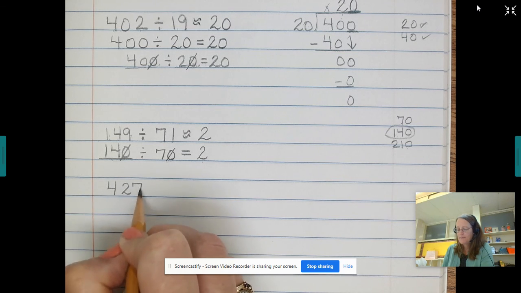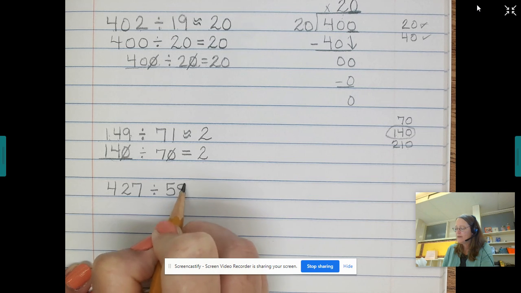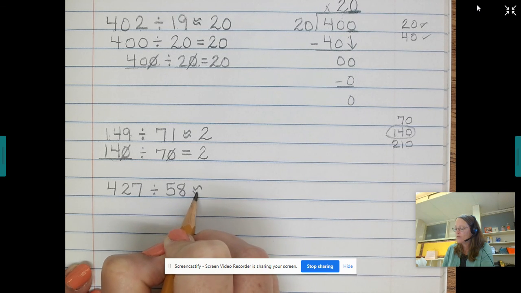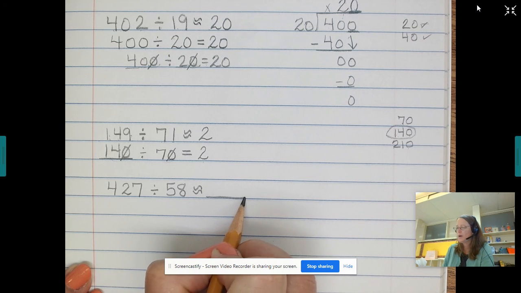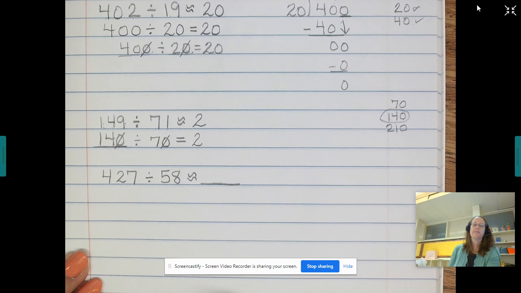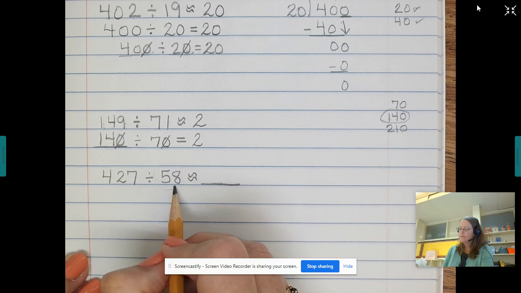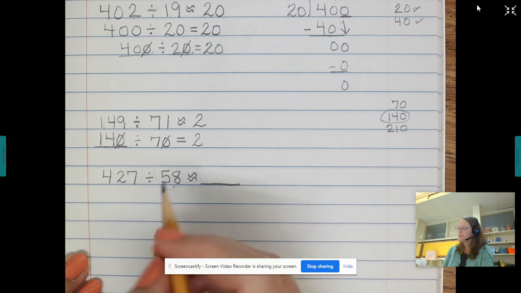Okay, let's look at another one. 427 divided by 58 is about how much? We're going to approximate that quotient. We're going to estimate. So let's go ahead and round our divisor. 58 rounds to 60.